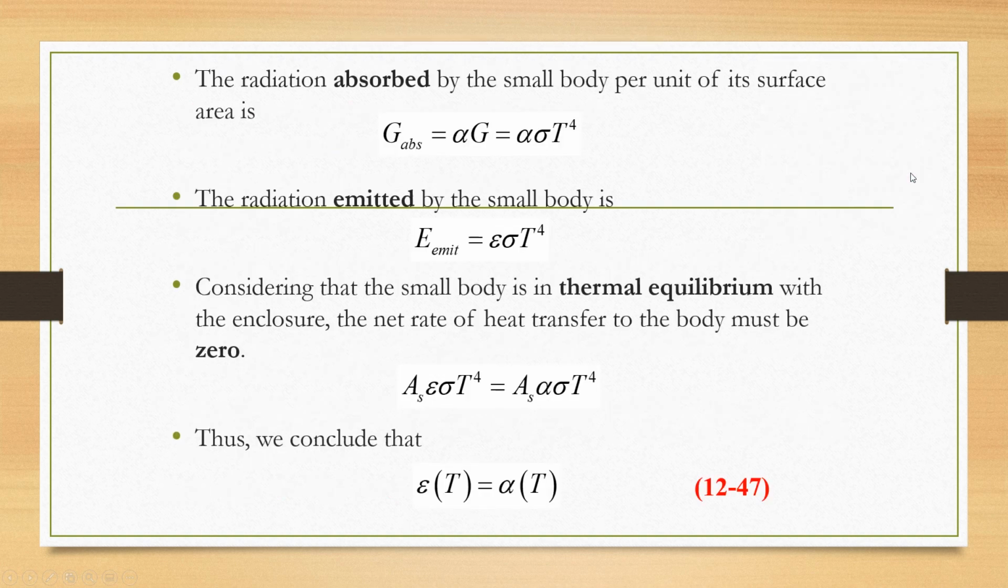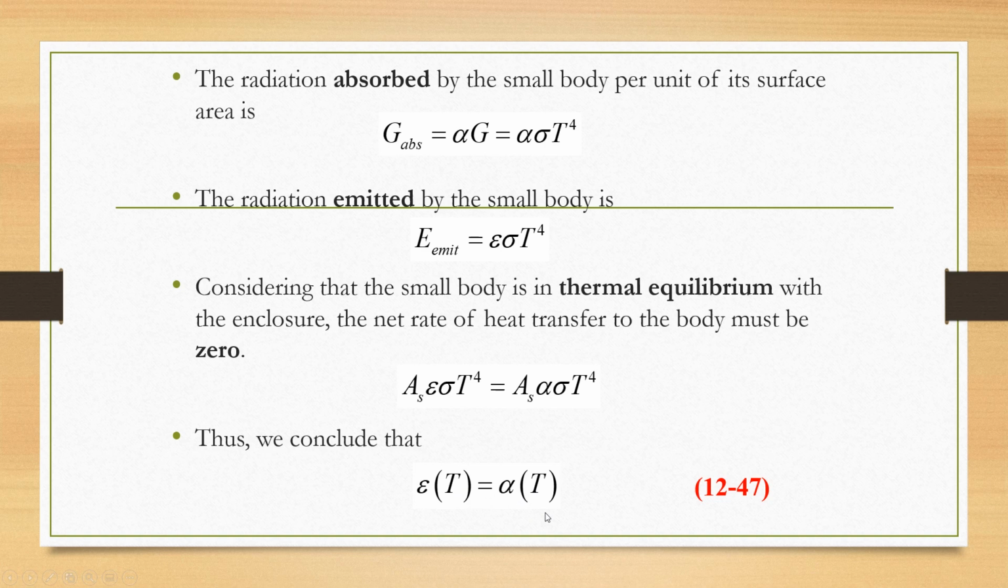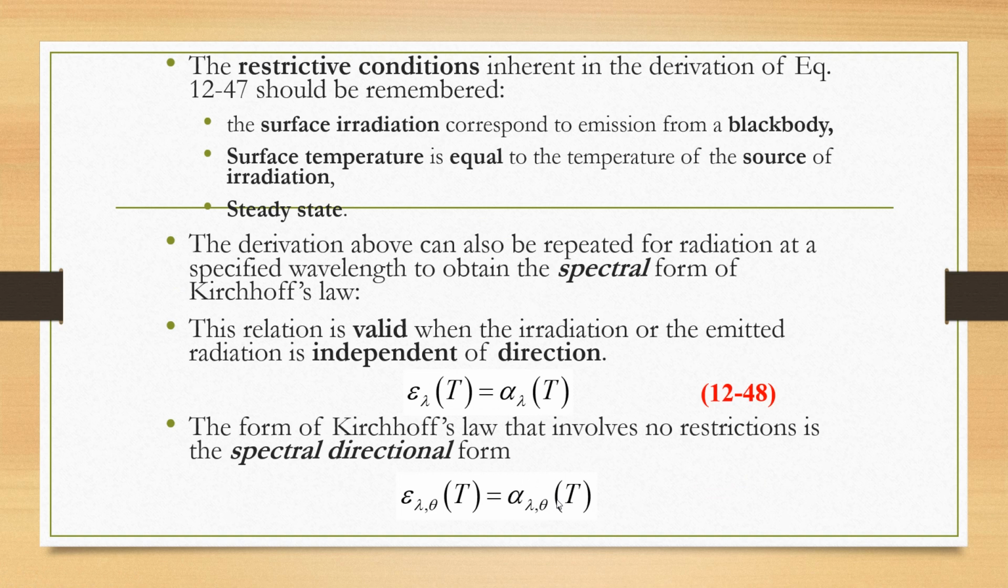After this derivation, the conclusion from the Kirchhoff law is that the emissivity of these materials is equivalent to absorptivity. Whatever energy that material releases, it will be totally absorbed by the other materials. But there are some restrictive conditions for this Kirchhoff law to be used. One, the surface irradiation corresponds to emission from the black body. Second, the surface temperature is equal for both of those materials. Both surfaces must have the same temperature, and it must be in steady state.